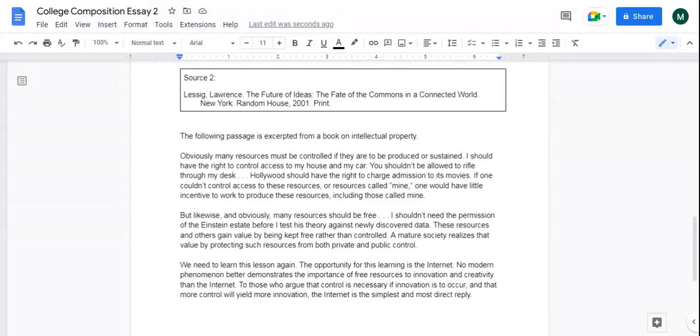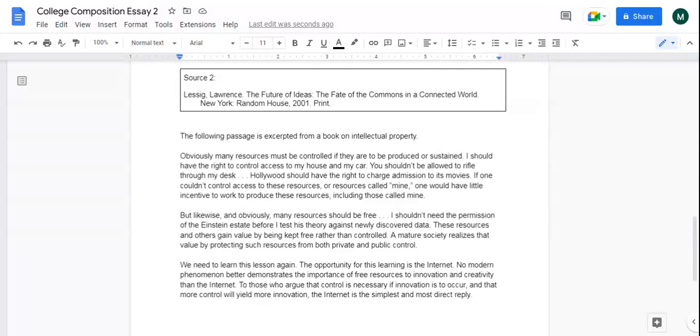Obviously, many resources must be controlled if they are to be produced or sustained. I should have the right to control access to my house and my car. You should not be allowed to rifle through my desk. Hollywood should have the right to charge admission to its movies. If one could not control access to these resources, one would have little incentive to work to produce these resources, including those called mine. But likewise, and obviously, many resources should be free. I should not need the permission of the Einstein estate before I test his theory against newly discovered data. These resources and others gain value by being kept free rather than controlled.